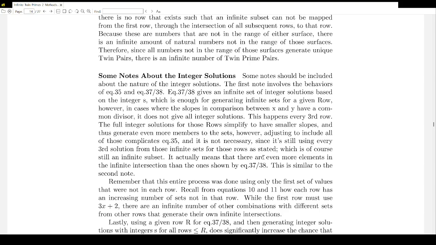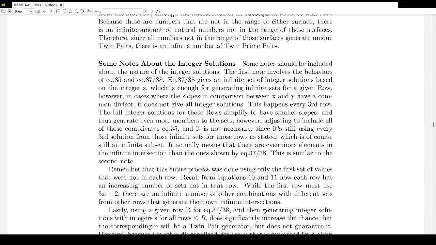Same way in our very beginning, we just chose the first, which I'm going to talk about here again in a second, actually. We just chose the first line out of each of the lines that we needed for, every row has an odd number of lines that increases, and we just chose the first one. We could have done this whole process with those other lines too, and I'm going to talk about that. So it's using every third solution from those infinite sets for those rows as stated, which is of course still an infinite subset. It actually means that there's even more elements in the infinite intersection than the ones shown by equation 37, 38. And this is similar to the second note, which I just started alluding to.